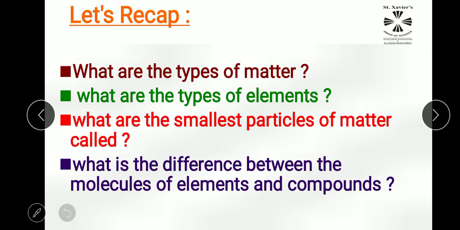What are the types of matter? What are the types of elements? What are the smallest particles of matter called? What is the difference between the molecules of elements and compounds? These are the questions given over here. First I'll explain the answers to all these questions, and then we'll move ahead in this chapter, students.